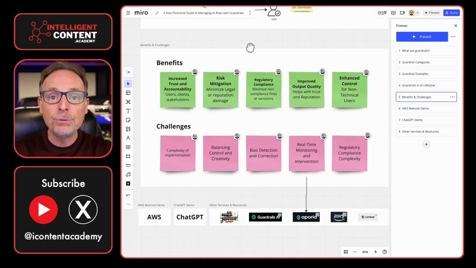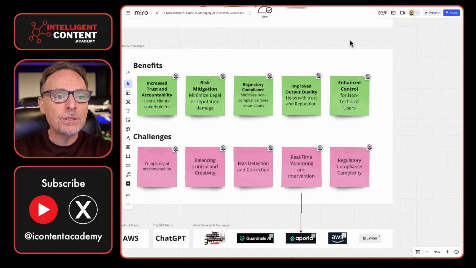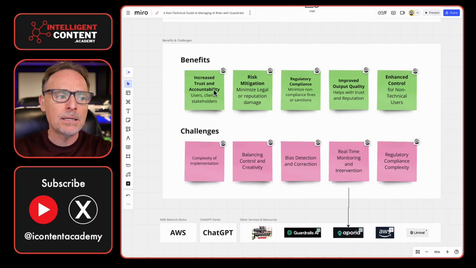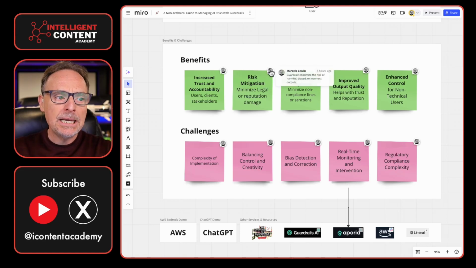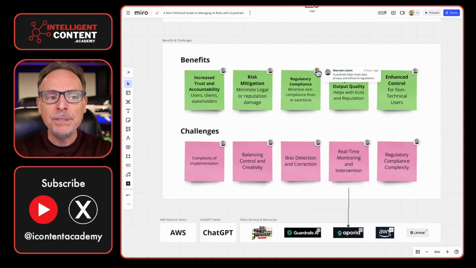Some of the benefits for doing guardrails, right? You will have increased the trust. You would have increased the trust and accountability of your users and clients and stakeholders. Guardrails will help ensure that AI systems behave ethically and transparently. Under risk mitigation, guardrails will minimize the risk of harmful, biased, or incorrect outputs, which will minimize your legal or reputation damage. Under regulatory compliance, guardrails can help meet data privacy and ethical AI regulations. Again, it'll minimize non-compliance fines or sanctions.